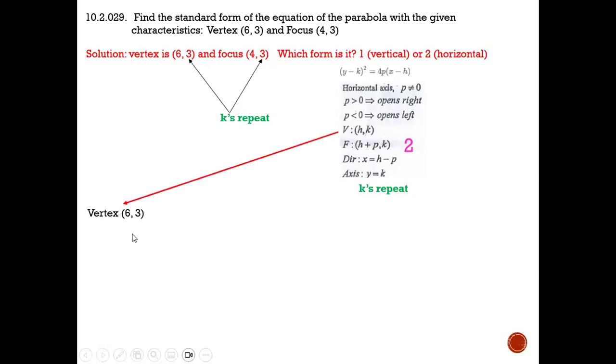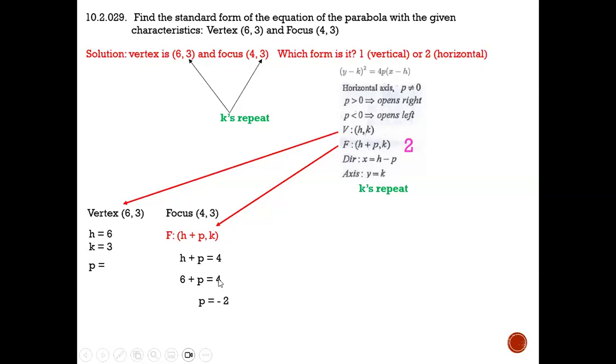So again, what do I have? I have vertex, h, k. That's my h, k. I have my focus. I'm going to do it like before, use that to help me find my p. For this one, it's h plus p, which is the first coordinate. Second coordinate is k, we know. So h plus p equals 4. I'm going to plug in what I have. I have that h, which is 6. I'm going to use that to help me solve this simple formula and get p. I subtract 6 from both sides. 4 minus 6 is negative 2. So my p is negative 2. Now I have all that I need to write my equation.